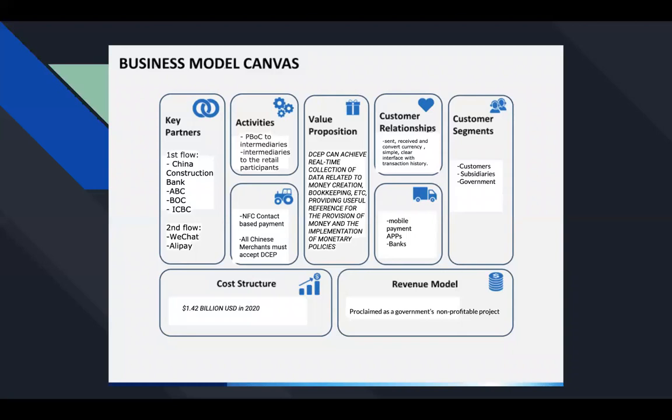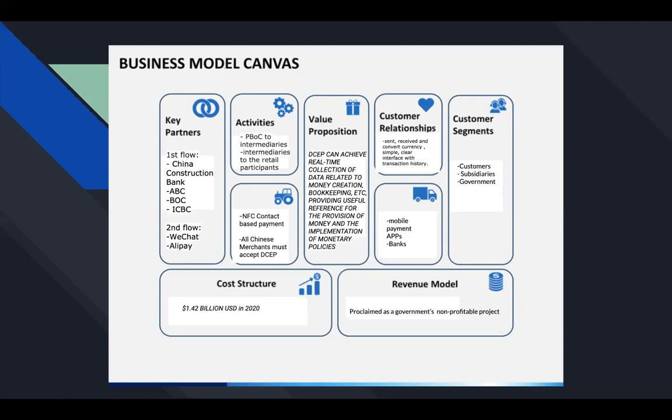About the activities, it should be the People's Bank of China. It should connect with intermediaries, and intermediaries should connect to the retail participants. For key resources, NFC contact-based payment, and we assume that all Chinese merchants must accept DCEP. Value proposition: the DCEP can achieve real-time collection of data related to money creation, bookkeeping, and provide a useful reference for the provision of money and the implementation of monetary policies.